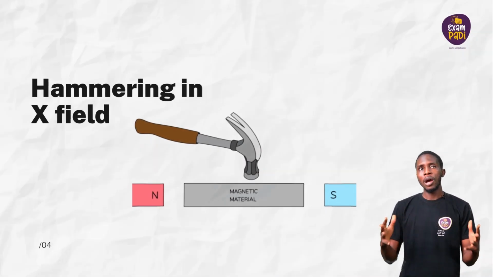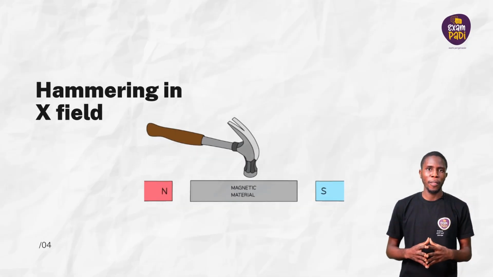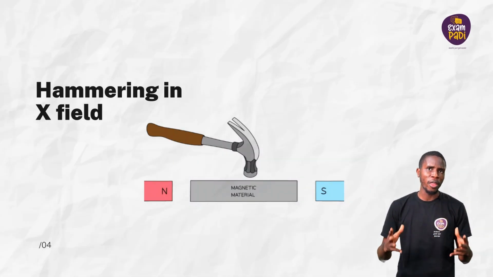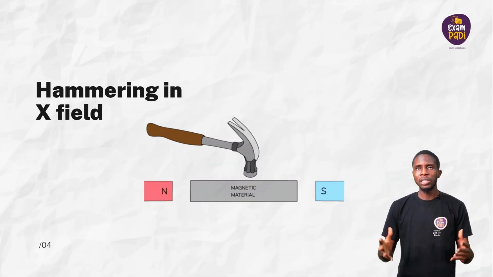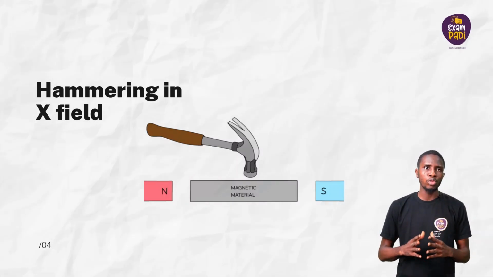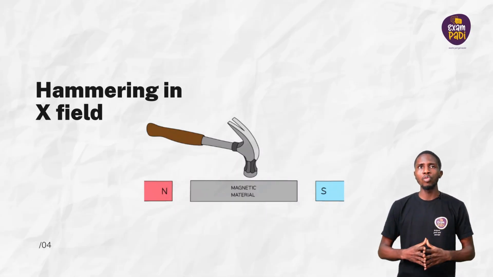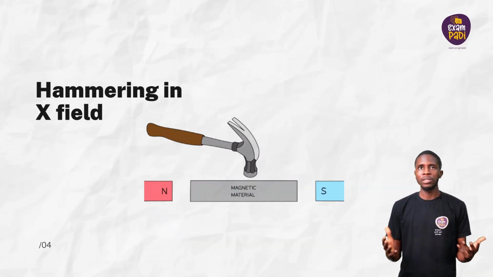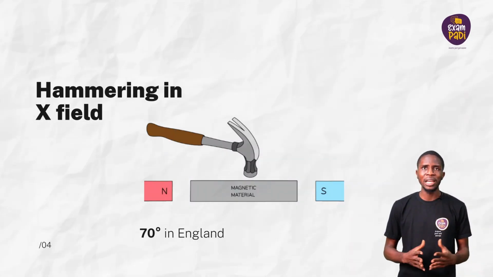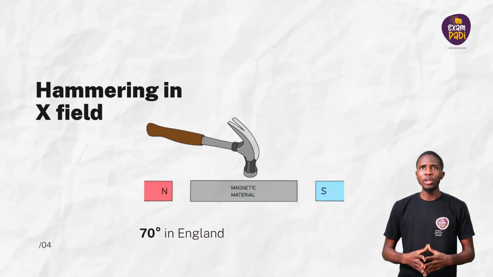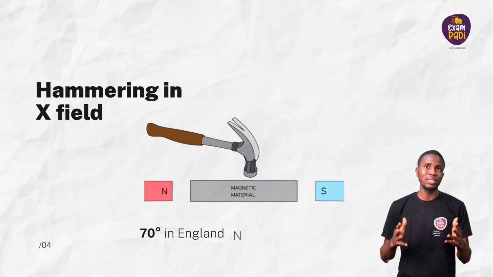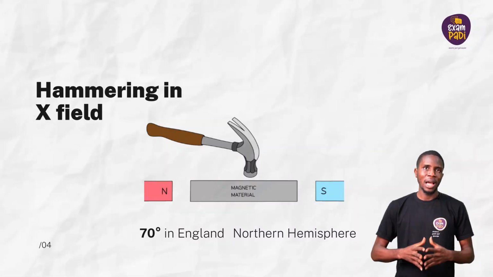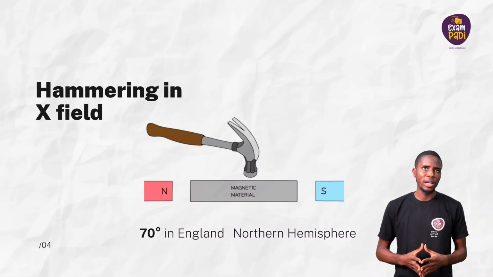4. Hammering in the Earth's field. A weak magnet could be made by using the influence of the Earth's magnetic field. This field acts at an angle to the horizontal called the angle of dip. It varies from place to place. It is about 70 degrees in England and Britain. If it is done in the northern hemisphere, the lower end will be N, and the same with the southern hemisphere.